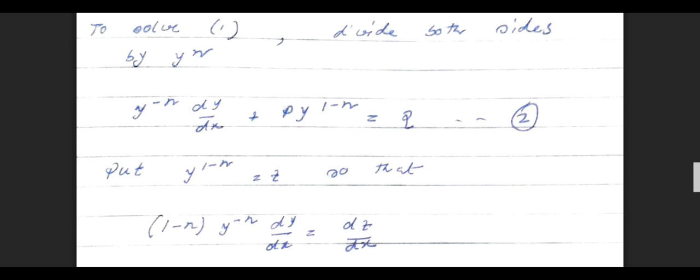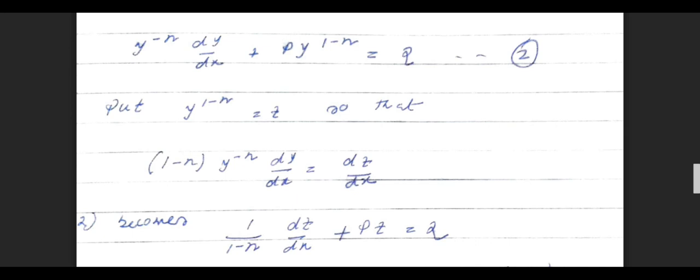Now, we are solving the Bernoulli's equation, and we will make it into a Leibniz linear equation. Now, we are considering y^(1-n), the factor that multiplies P. If you consider that as z, then what is happening? Everyone understood up to equation 2, that y^(-n) dy/dx + P y^(1-n) = Q? This you understood, no?